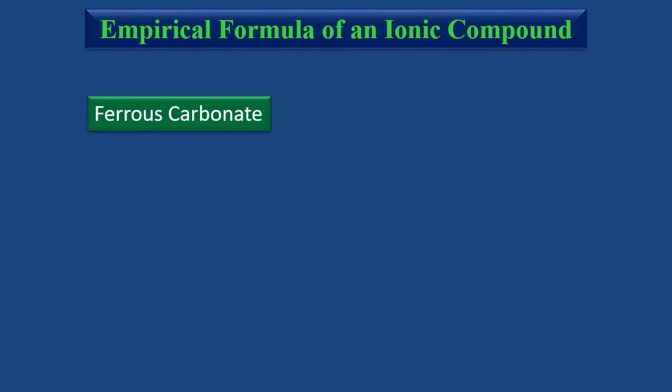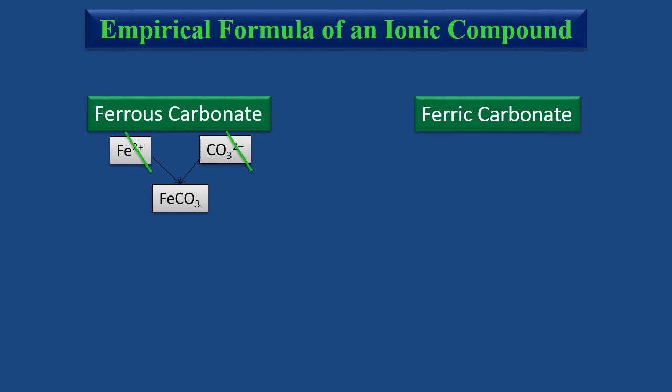Next we have ferrous carbonate. Fe2+ is ferrous ion, carbonate is CO3 2-. So 2 positive cancels out with 2 negative, and we are left with just FeCO3. And ferric carbonate is Fe3+, CO3 2-. So their valencies are crossed, and the formula of ferric carbonate is Fe2(CO3)3.